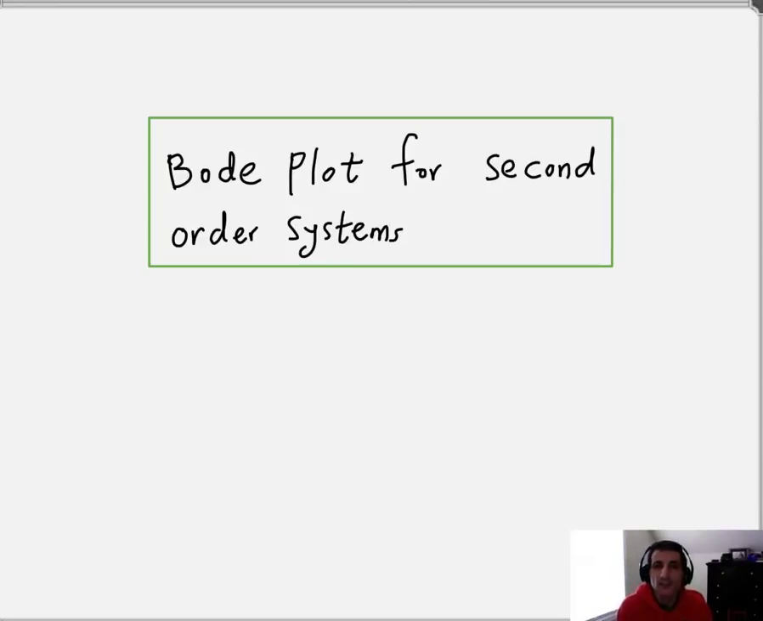So in this lecture, I'm actually going to discuss how to draw the Bode plot for second order systems. I'm also going to show you an example where you have a combination of first order and second order systems, and how you go about drawing the Bode plot associated with those kinds of systems.